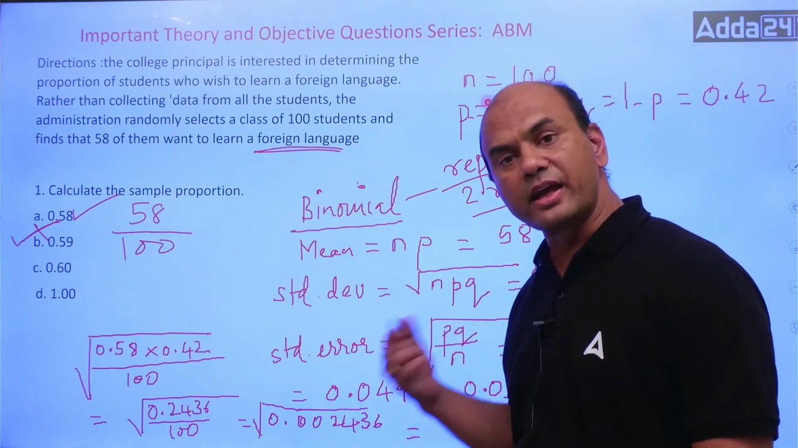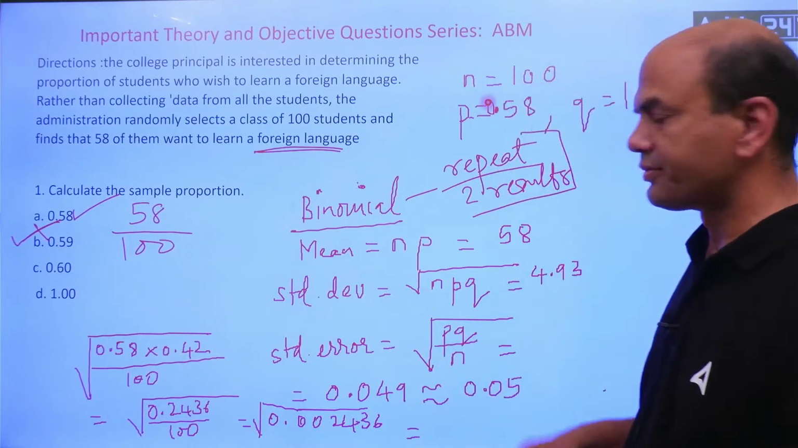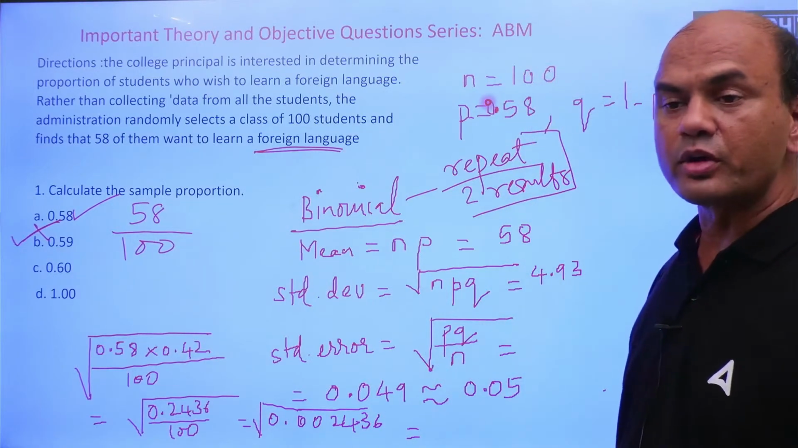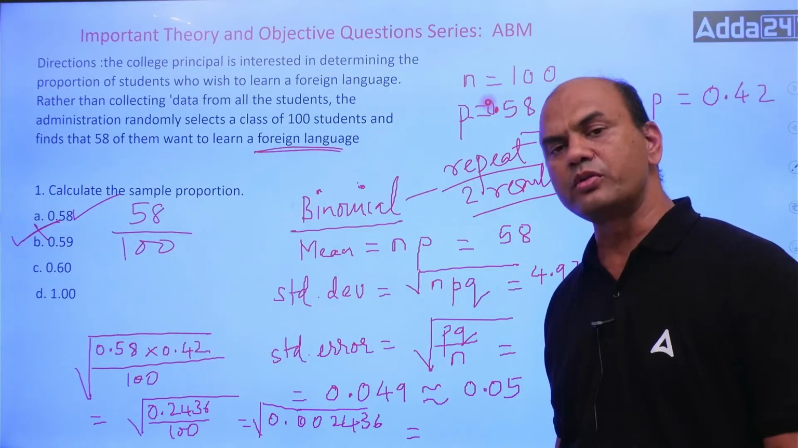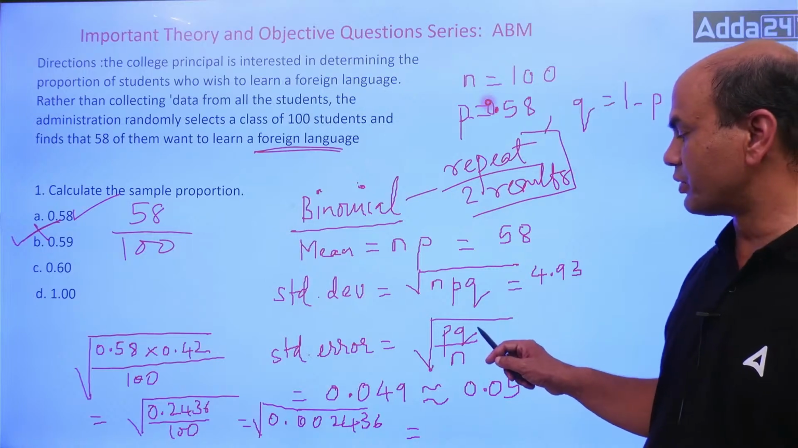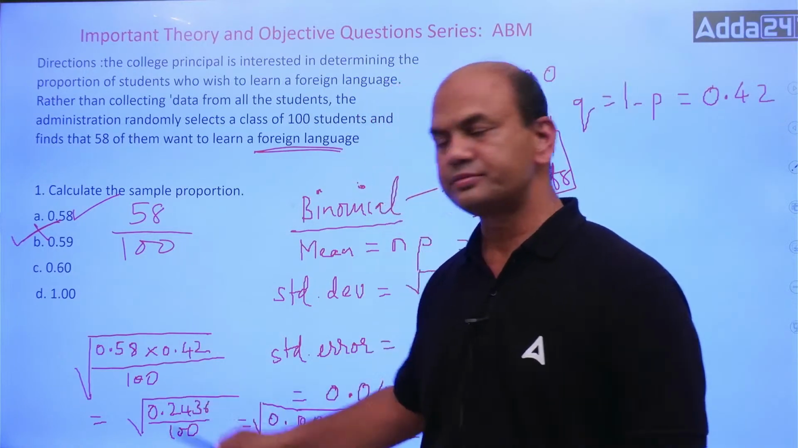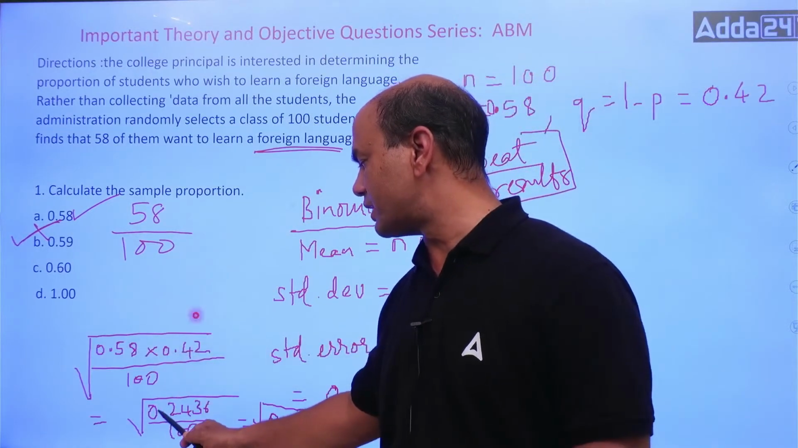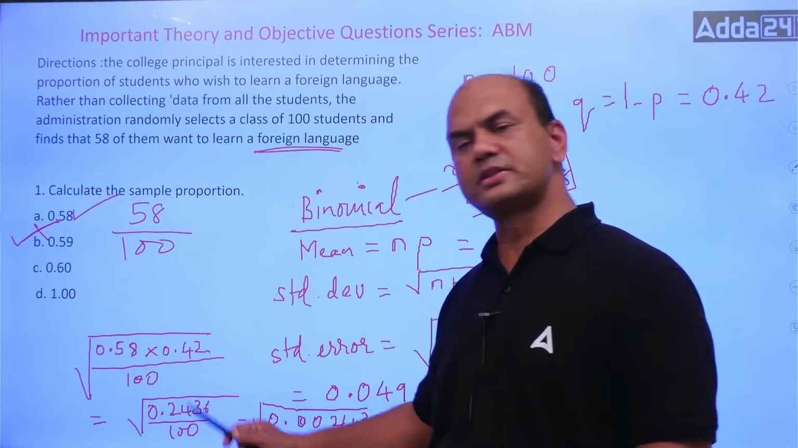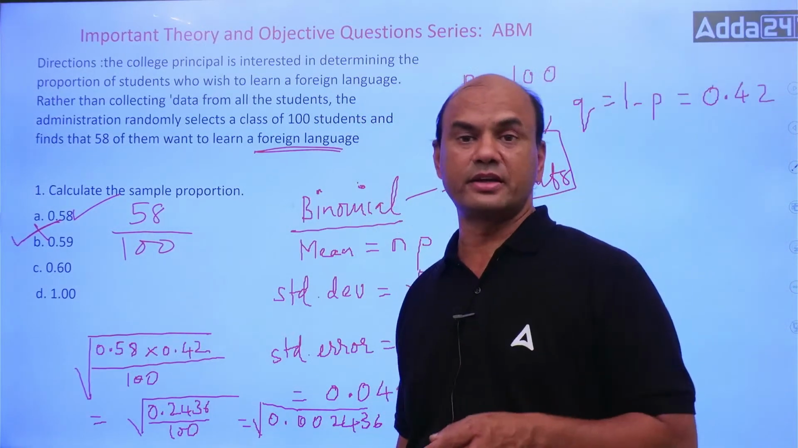Next is standard error. That is also asked in exam. Root of PQ upon N. So P means what? 0.58. What is Q? 0.42. So root of 0.58 into 0.42, the whole upon 100. N is 100. Find the square root. This multiplication you get it as 0.2436. Everyone, let me see in the comment section from your side.